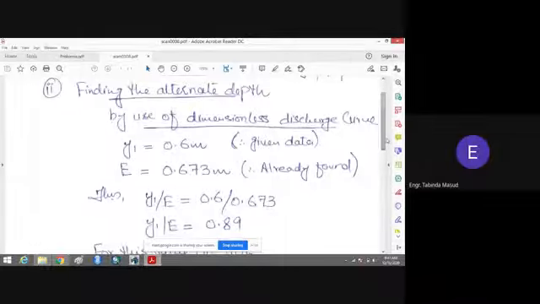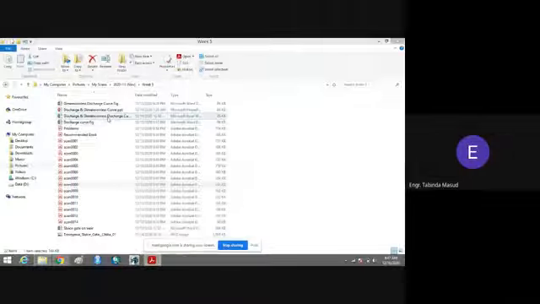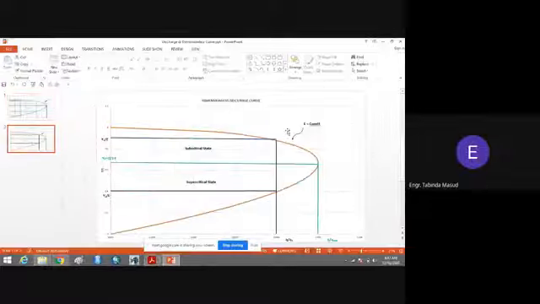You can see that this is finding the alternate depth by use of the dimensionless discharge curve. y1 is given, that is 0.6 meter. We have got the value of energy head, that is 0.673. So y1 divided by E is equal to 0.89, or you can say it is equal to 0.9. So we will use the dimensionless discharge curve. You can see that this is the dimensionless discharge curve.